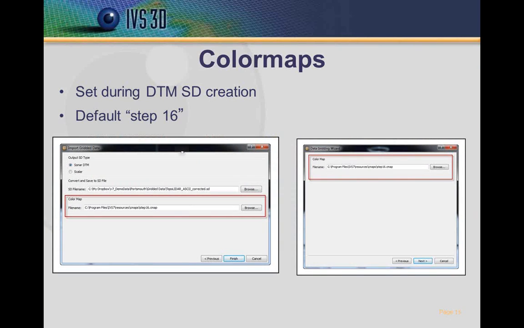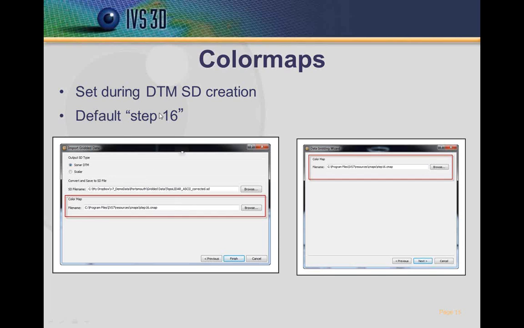We're going to spend quite a bit of time on color maps. I think they're really important. So your color map, that's the color that's applied to your surface, your SD file when it's created. You can set your color map when you build the SD file. So when I just imported that gridded and ungridded data, I had a space on the wizard where I could choose the color map I wanted to use for import.